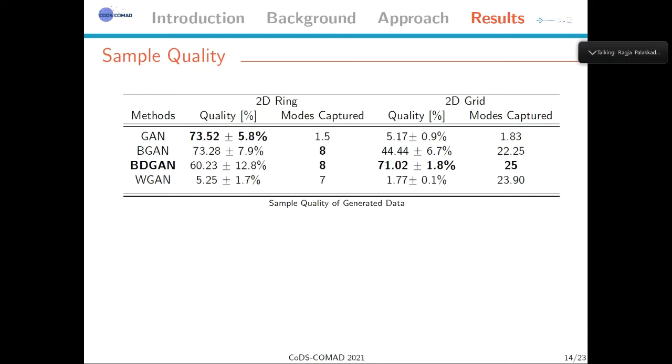Now another concern would have been sample quality. What if the sample quality of the proposed method was too low? But that's not the case. We can see that it's capturing all the modes in the data as well as maintaining at least a minimum sample quality, and in the case of 2D grid it is having the highest quality.